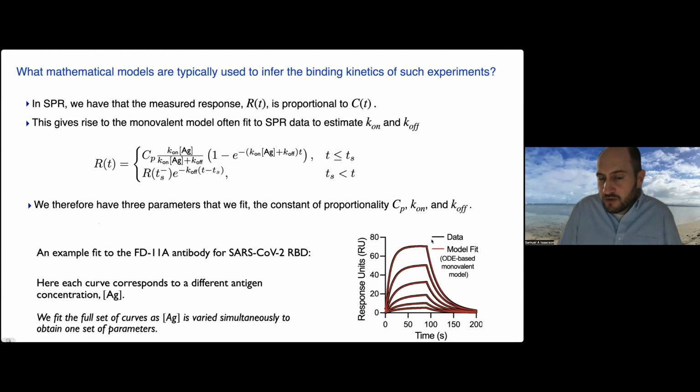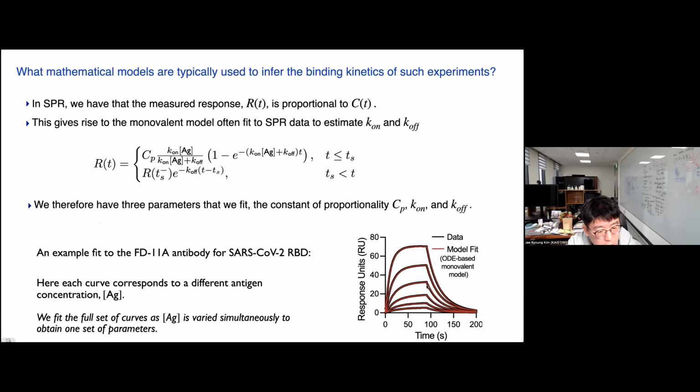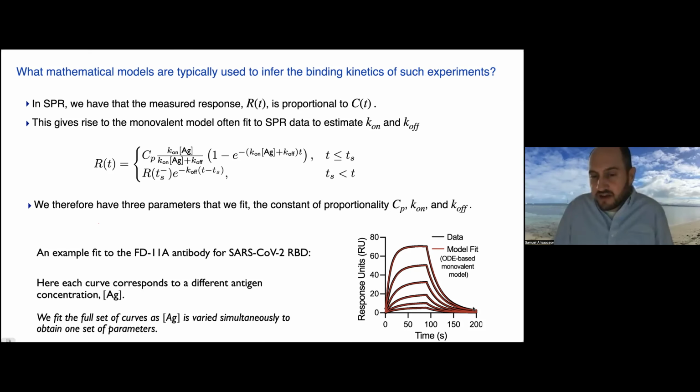And so typically what you do then is you run with a bunch of different antigen concentrations, you get a bunch of curves, and then you do a fit of these parameters to all the curves simultaneously. So you don't fit a set of parameters for each curve, but you fit across all the curves. Yes. And so this here is just showing an example of an antibody to COVID called FD11A, and showing you the fit that we get out in that case. And you can see the fits are quite good, right? They look pretty good overall.